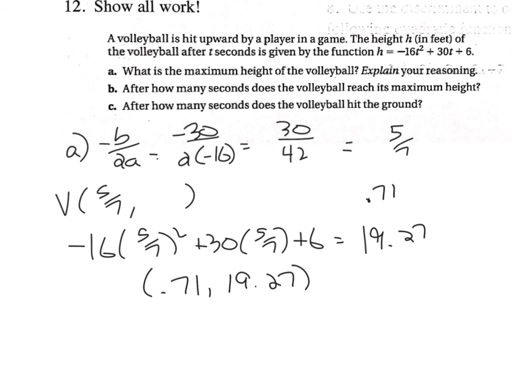Now, part A asks me this. It says, what's the maximum height? Now, look where the height is. Look where the h is in our equation. It's our usual y, so the height is the y. So my A, the height of the volleyball is 19.27 feet. That's the answer to part A.